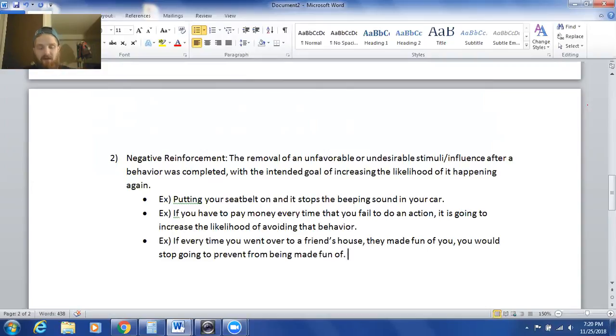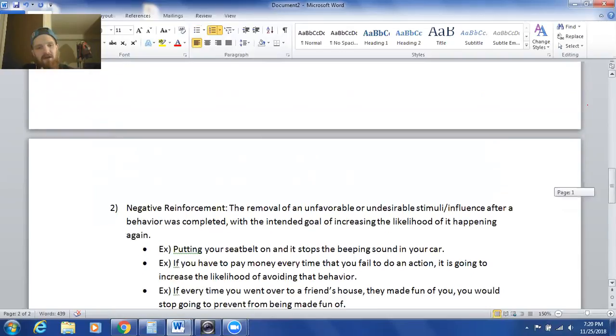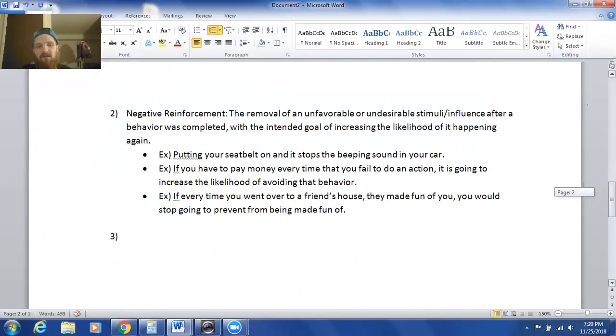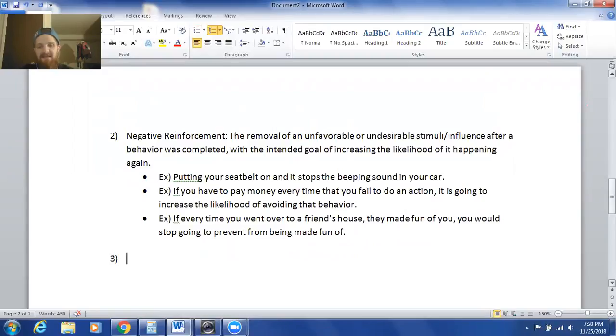Like, the undesirable thing there is you would gain sanity by not going. So the negative reinforcement is, I'm not going to go so I don't get made fun of. So removing that sense of being made fun of when you go to their house. So you're like, I'm just not going to go. I don't like being made fun of. So to reiterate, the positive reinforcement is you bringing something that's desirable into the situation. And then the negative reinforcement is taking away something that you don't like. So that is where it makes it easier.